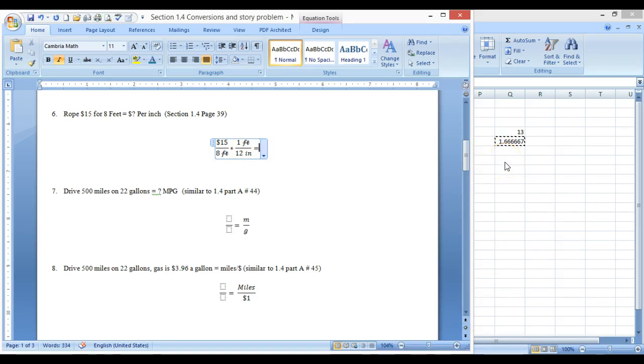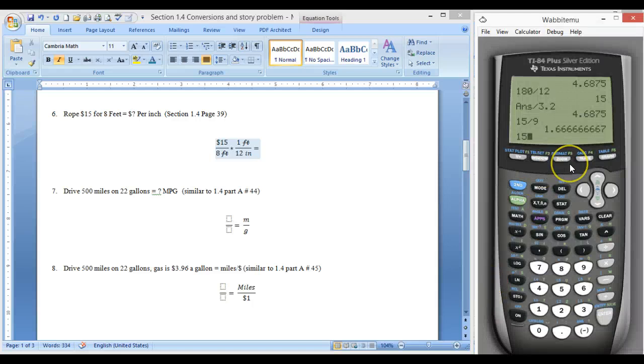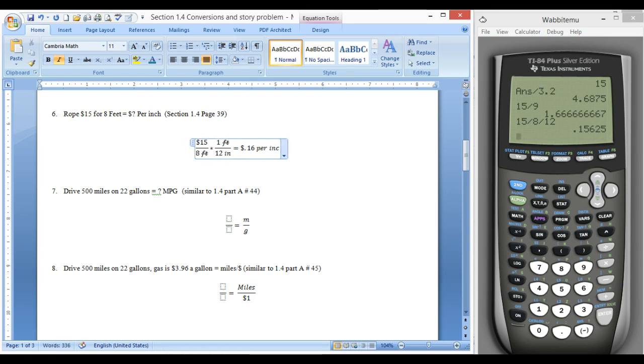So I can come over here and do 15 divided by 8 divided by 12, or I can do this, 15 divided by 8 divided by 12. Remember the 8 was down here as well. There we go. So I'm going to type this in as a $0.16, because it'll round up to 16 cents per inch. Now don't forget to label the units. That's a big part of making sure that you have the correct answer. Alright, let's move on to 7.